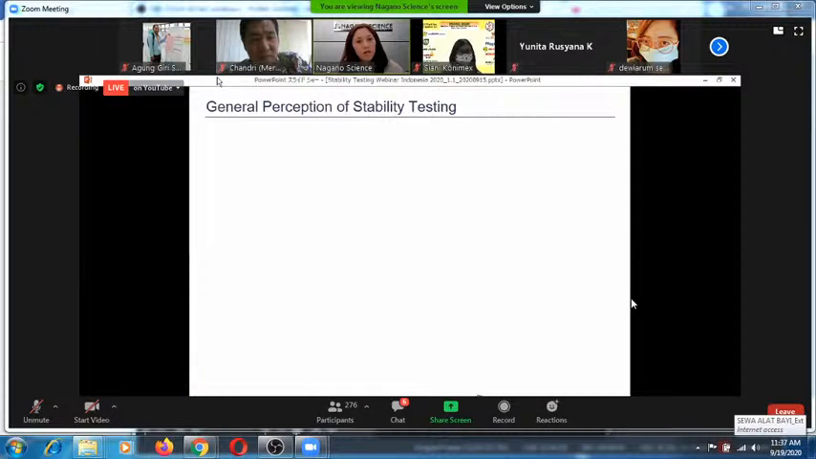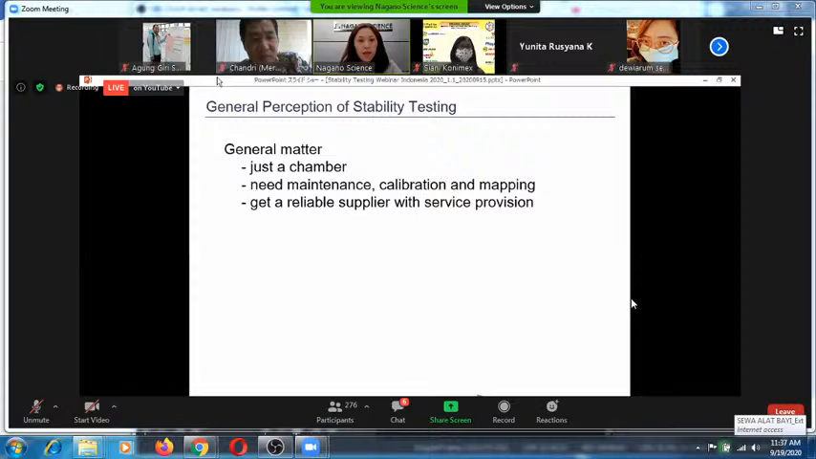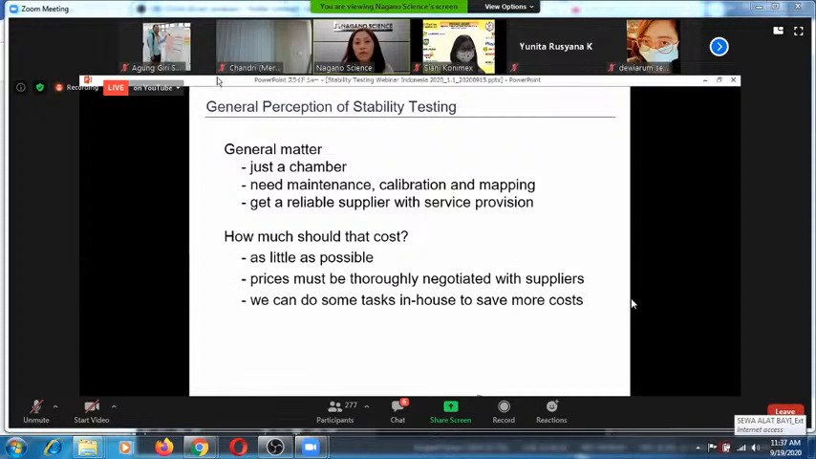So in general, the perception of stability testing is that it's just a chamber. You buy a stability chamber and then just do the storage testing. It just needs maintenance, calibration and mapping, and a reliable supplier with supervision and service provision. And how much should it cost? The chamber cost should be as little as possible, and the price must be thoroughly negotiated with suppliers. So the lower the better. And we can do the same tasks in-house to save more costs, including qualifications and maintenance and so on.